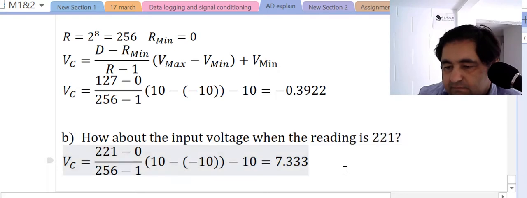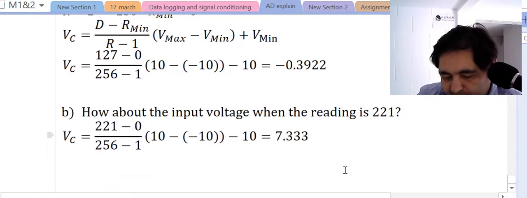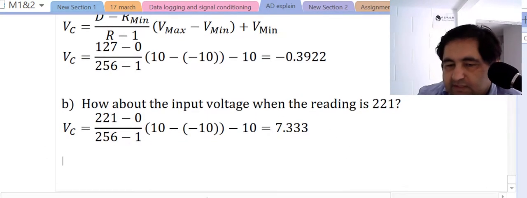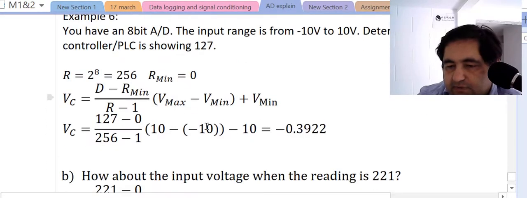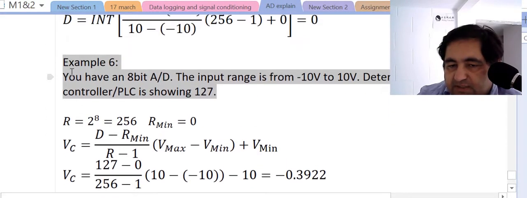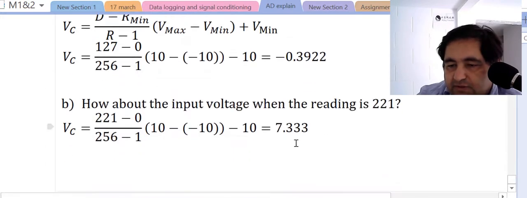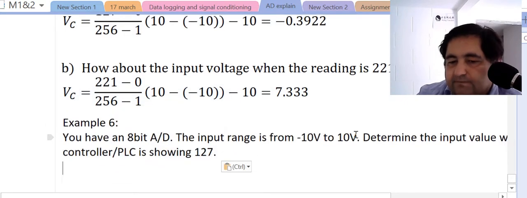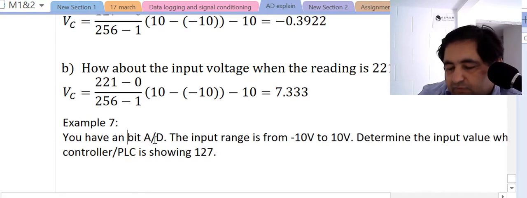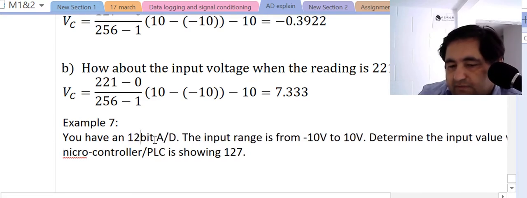Now, another example. Well, let's just change the example this time. We change the bits as well, and then see how things are going to change. Okay. Now, example 7. Okay, 8 bits. We had 8 bits. Now I go for 12 bits. 12 bits A to D.